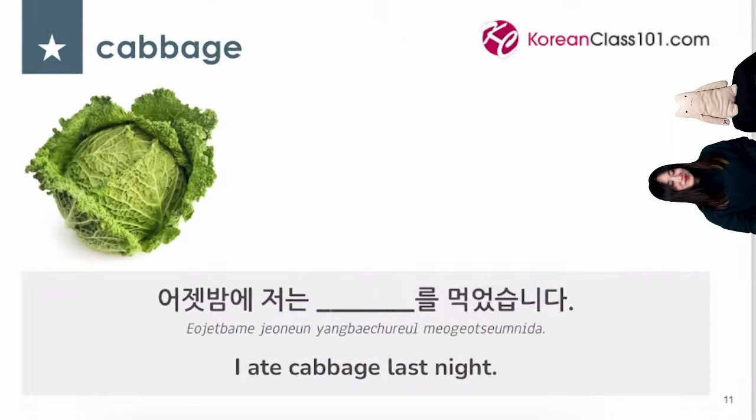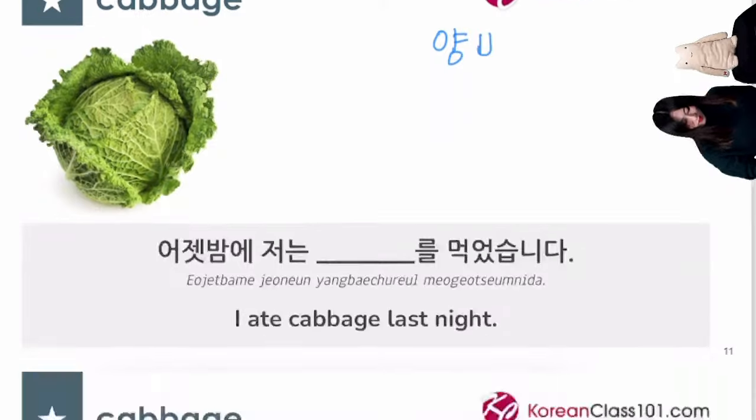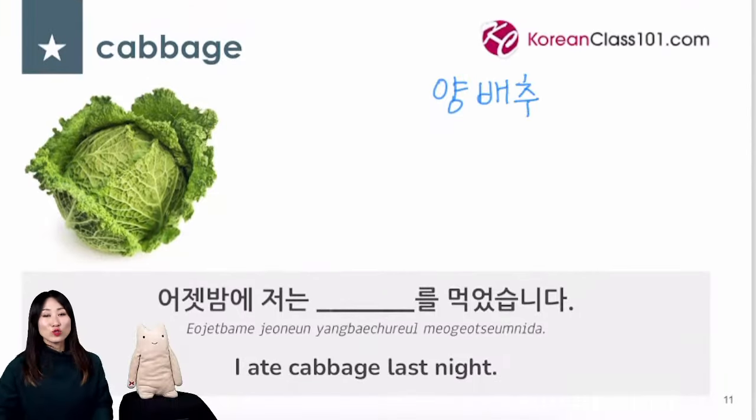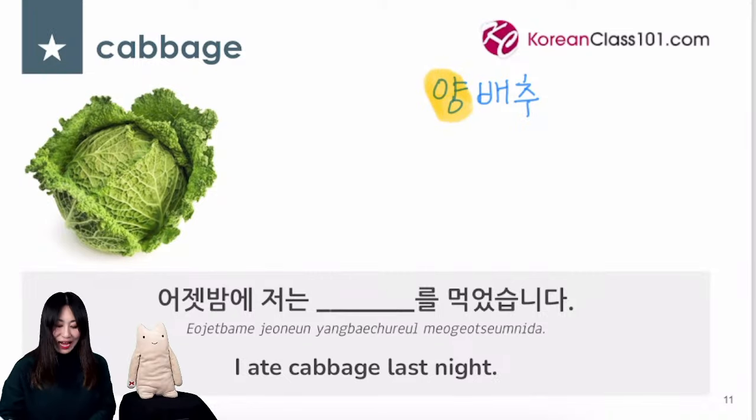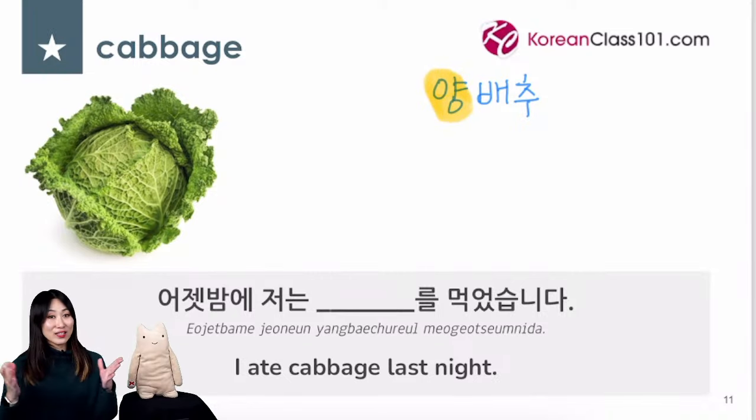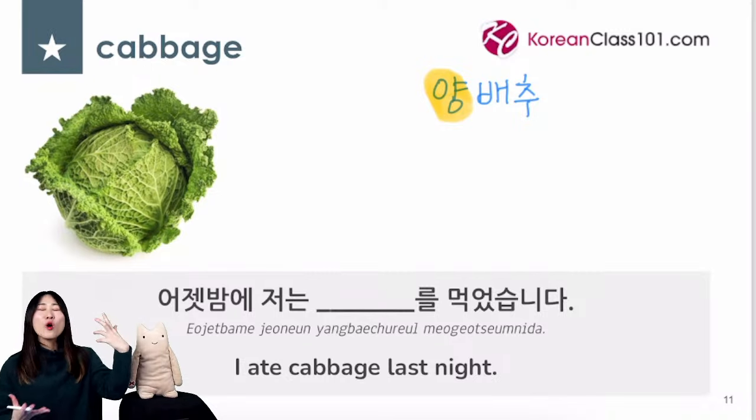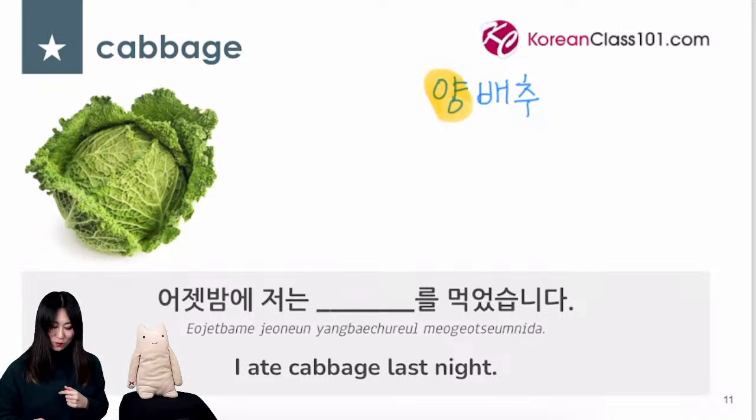Okay. So, John, do you know what it is? This one is cabbage, right? What is cabbage in Korean? Cabbage is 양배추. Yes, it means cabbage. And you see 양 here, right? Because we didn't have cabbage a long time ago, it's from a foreign country. So we put 양, foreign, 배추.